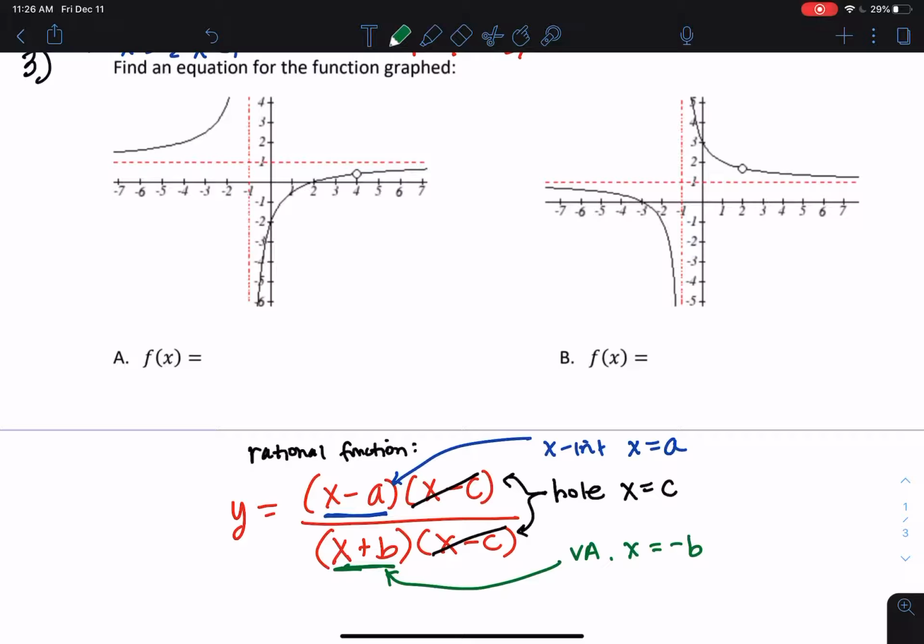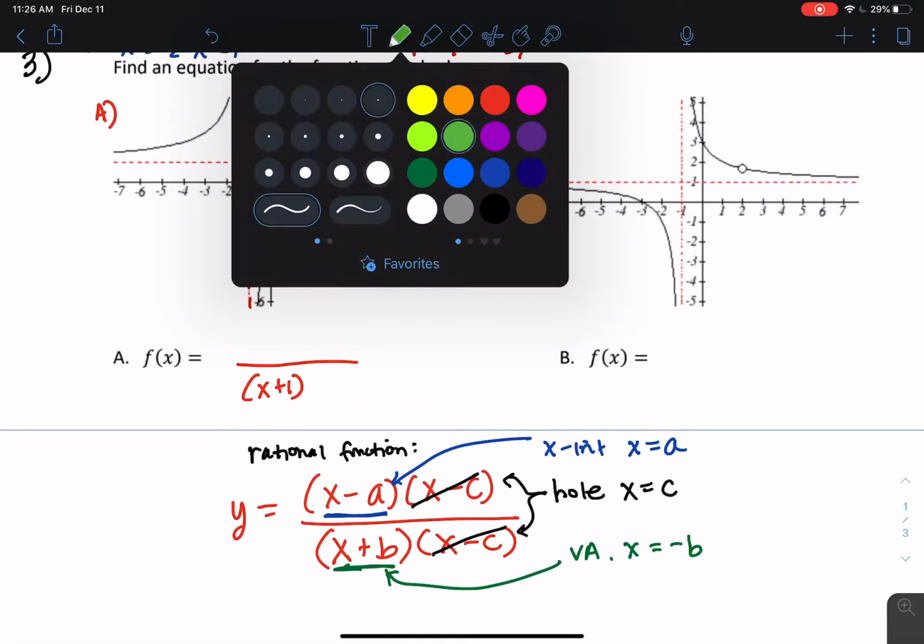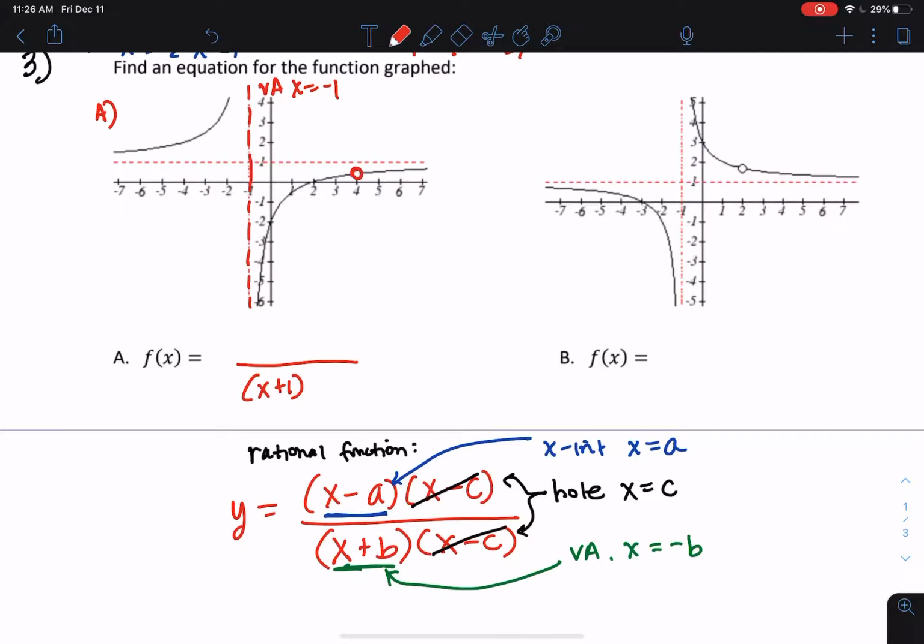Check it out. So for number 1, the first graph, let's call it graph A, we have a vertical asymptote at x equals negative 1. Immediately that tells me that there should be an x plus 1 in my denominator. Notice also that we have a hole at x equals 4. So that tells me I have an x minus 4 and another x minus 4 in both the top and the bottom. That's the only way they would cancel to give me a hole.